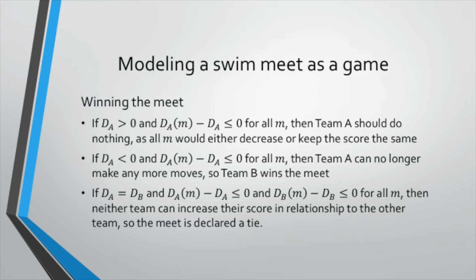However, if a team is losing and can no longer make any moves that would benefit themselves, then the game is over because any move would lead to the victory of the opponent. In the case that the teams are tied and both teams can no longer make any moves, then no team can increase their score in relationship to the other team, so the meet must be declared a tie.